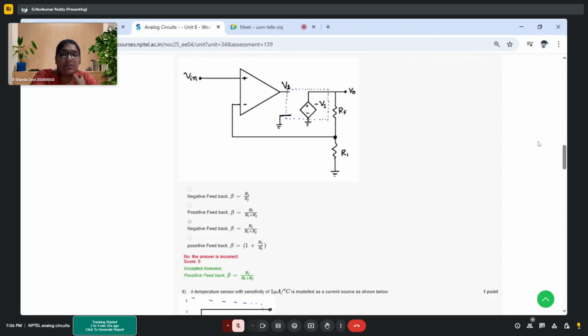No, no. How can this be positive? See, you understand feedback, right? Output is fed to input, and whichever terminal you connect your output to, that type of feedback it is. Now, since here it is connected to the negative terminal, how can it be a positive feedback?